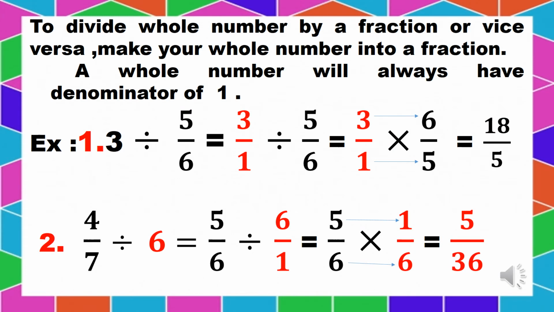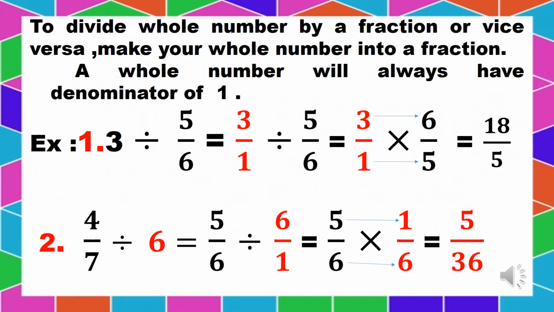So we are now through with the second step. We will go into multiplication now. We multiply 3 times 6, we will have 18. And 1 times 5, we will get 5. So our result will be 18 over 5. That is the third step, which is doing the multiplication.